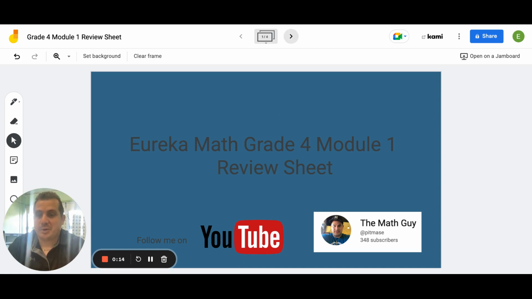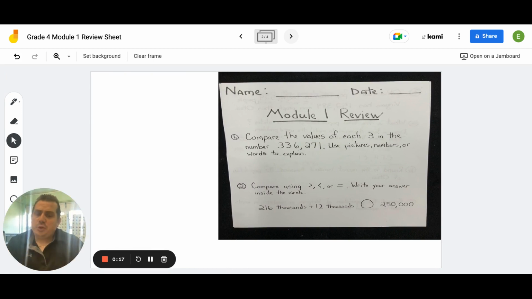This is the Grade 4 Module 1 review sheet. You will see right here, we're starting off with number 1. Number 1 on this sheet is talking about comparing the values. We have done a lot of work. You'll see a lot that we go over here. We have also gone over it for the mid-module review, so a lot of it is just repetitive and extra practice. So we're going to compare the values of each 3 in this number right here, 336,271. So you could use pictures, numbers, or words to explain how we can compare those values.